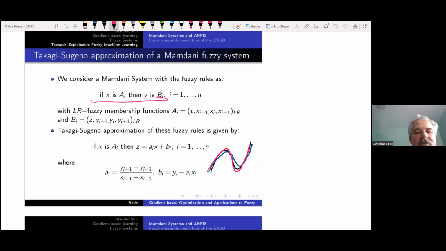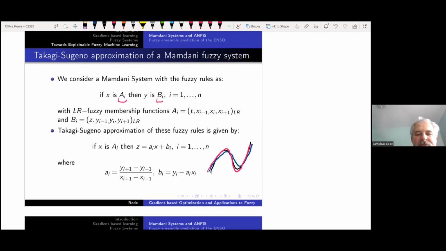You have a Mamdani rule: if X is Ai, then Y is Bi. Based on just the parameters of the Ai, Bi fuzzy sets, which are considered now LR fuzzy numbers, think about them as triangular fuzzy numbers, where xi minus 1 could be the left leg of the triangle, xi could be the vertex, and xi plus 1 could be the right leg of the triangle. LR means that I could have similar things with different shapes, not only triangles.